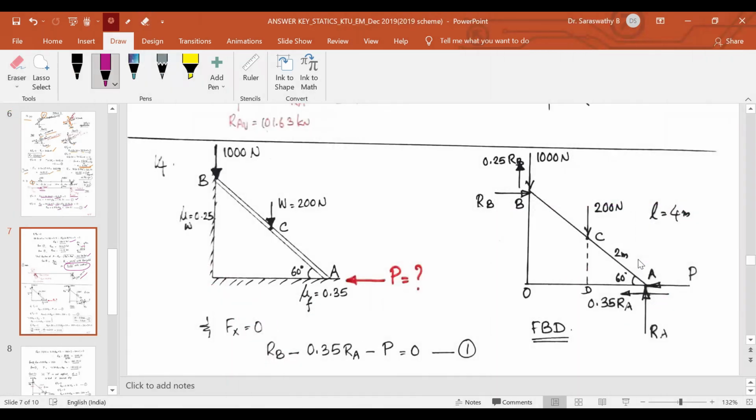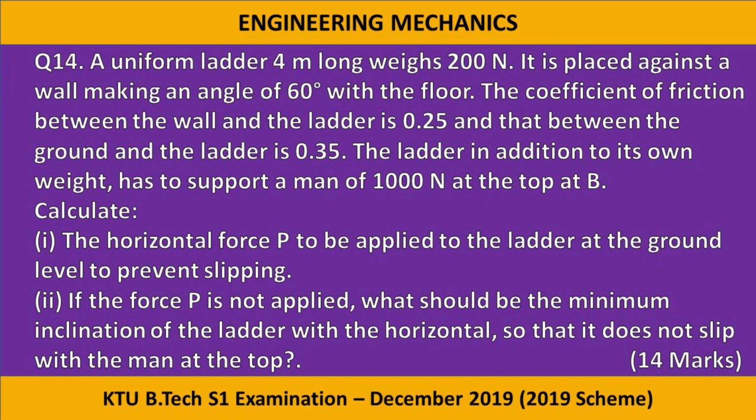Moving on to question number 14. A uniform ladder, 4 meter long, it weighs 200 Newton. It is placed against a wall, making an angle of 60 degrees with the floor. Coefficient of friction between the wall and the ladder is 0.25, and between the ground and the ladder is 0.35. Ladder, in addition to its own weight, has to support a man of 1000 Newton at the top at B. Calculate the horizontal force P to be applied to the ladder at the ground level to prevent slipping.